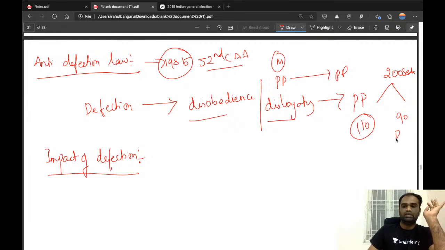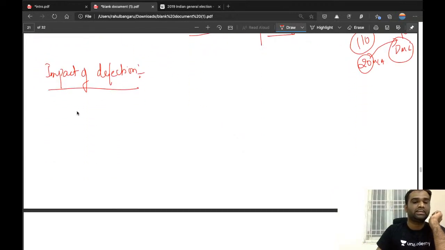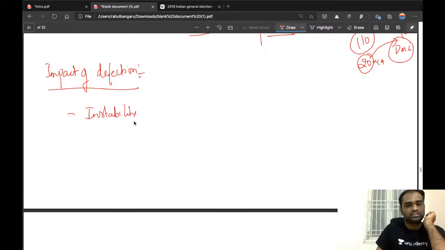Now what if DMK, using their money power, bought around 20 MLAs, and these 20 MLAs defected from ADMK to DMK? If anti-defection law is not there, what will happen? Instantly the government will collapse. So the first impact of defection is that it creates a lot of instability.